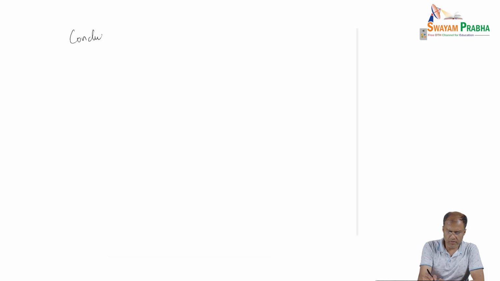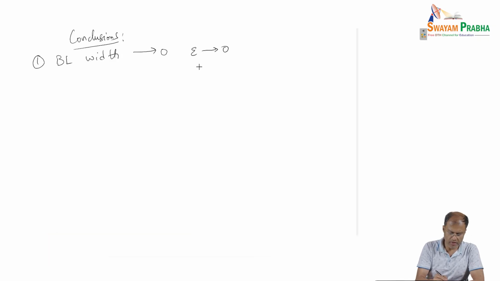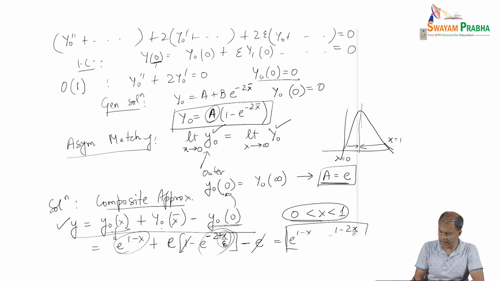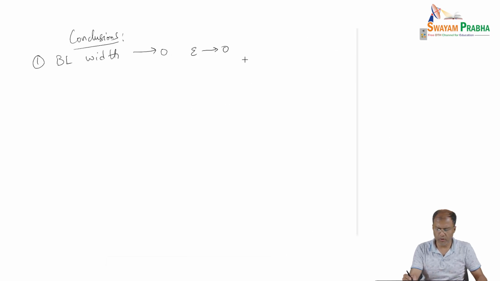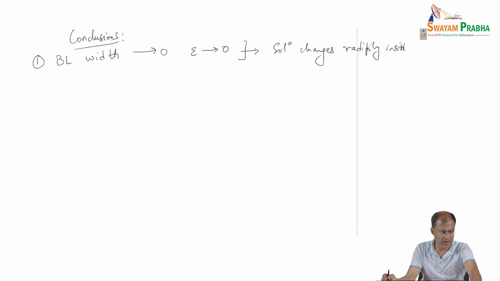The conclusions out of this. So first thing is that the width of the boundary layer goes to 0 as epsilon goes to 0. We saw that in this solution here because the boundary layer was x by epsilon. So the width goes to 0 as epsilon goes to 0. And another implication of this width observation is that the solution changes rapidly inside the boundary layer.